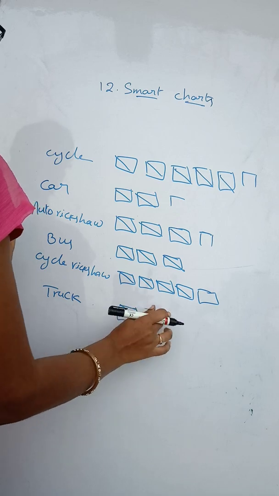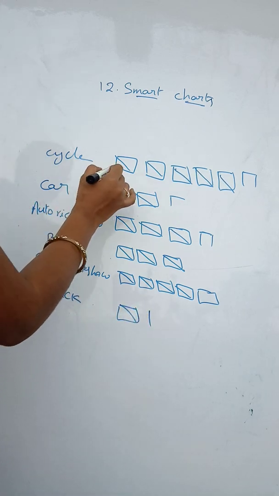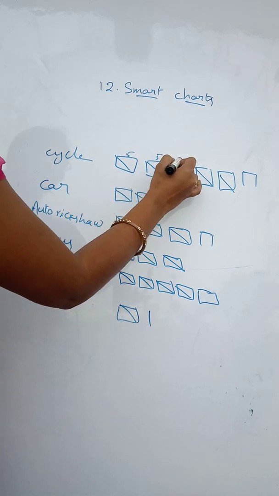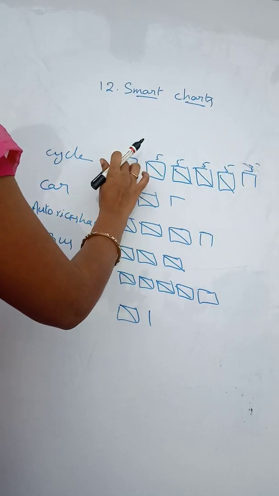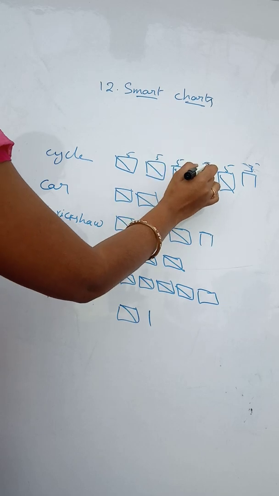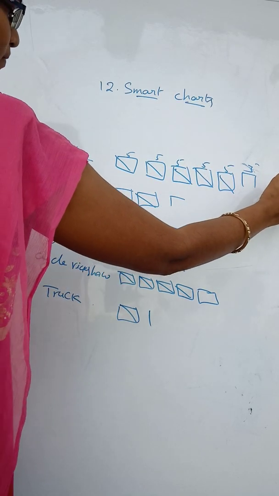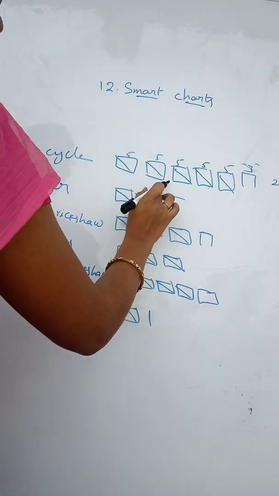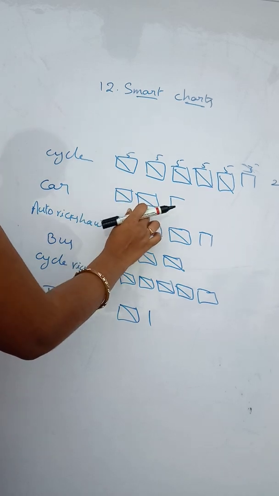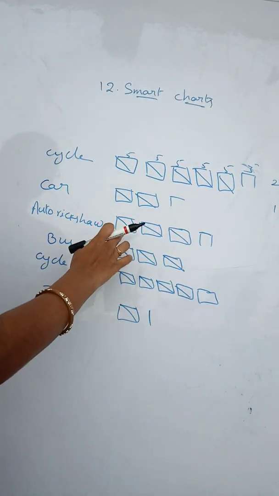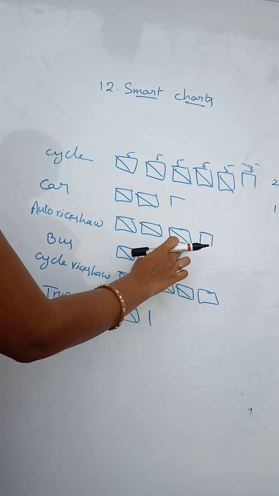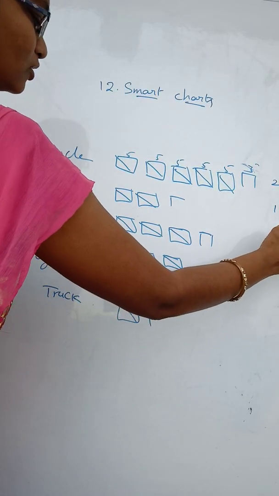See how many tally marks for cycle? 5, 5, 5, 5, 5, 3. 5, 5, 10, 10, 10, 20, 28 cycles we have. And how many cars? 5, 5, 10, 10 plus 2, 12 cars we have. And how many auto rickshaws? 5, 5, 10, 10, 5, 15, 15 plus 3, 18 auto rickshaws we have.